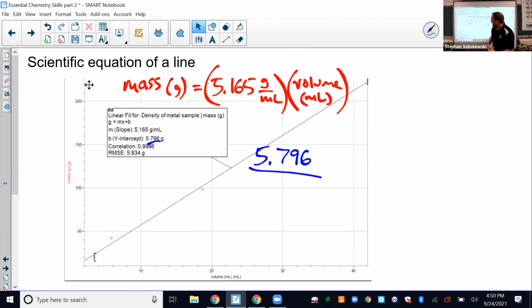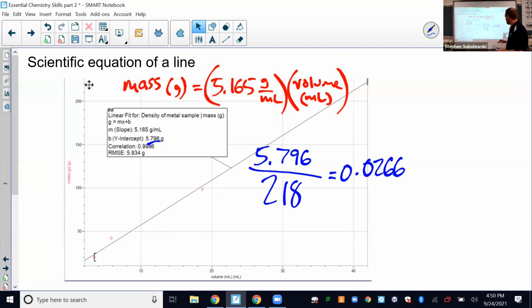Now looking at the side, I see lines for 150 and 200. I see lines in between them. Those are tens, so you're going to go one better. Remember from the last video? You're going to go to the ones place. So I'm going to judge this to be like 218, something like that. Okay. 5.796 divided by 218 gives me 0.0266 with 3 sig figs.